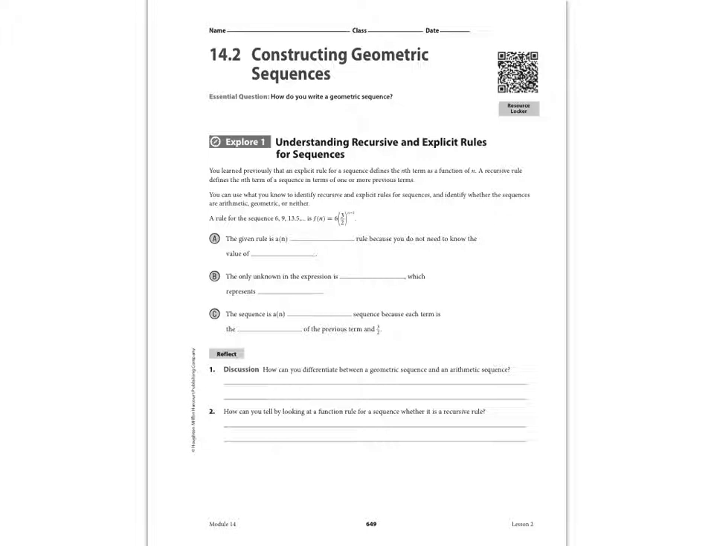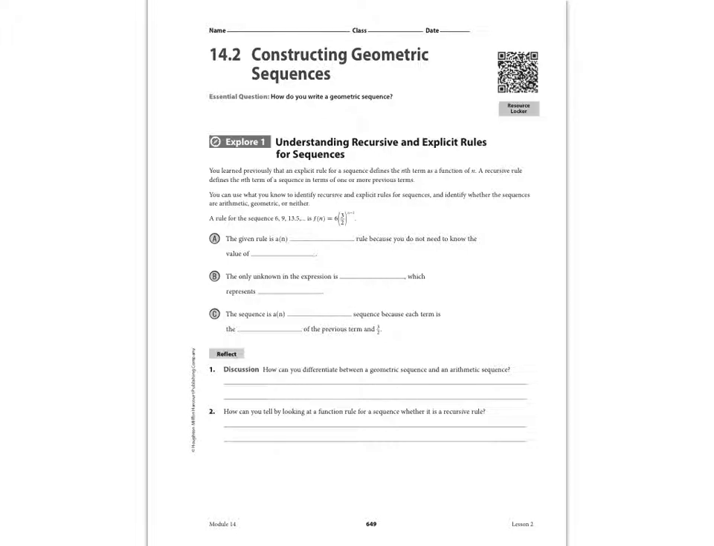This is Mr. Bainey, and let's take a look at lesson 14.2, Constructing Geometric Sequences. In the last lesson, 14.1, we looked at just understanding how geometric sequences work. So you saw the definition of what a geometric sequence is, or what makes it geometric, and that's having a common ratio, and then just how to get additional terms.